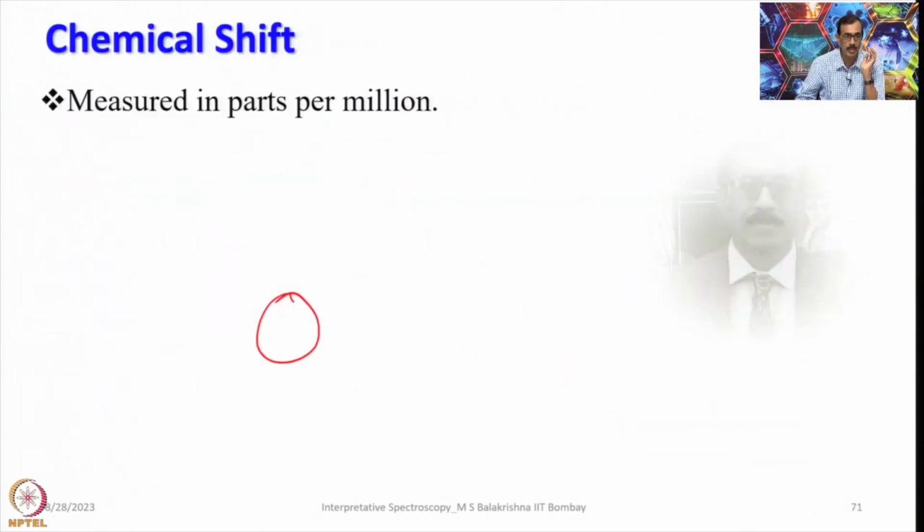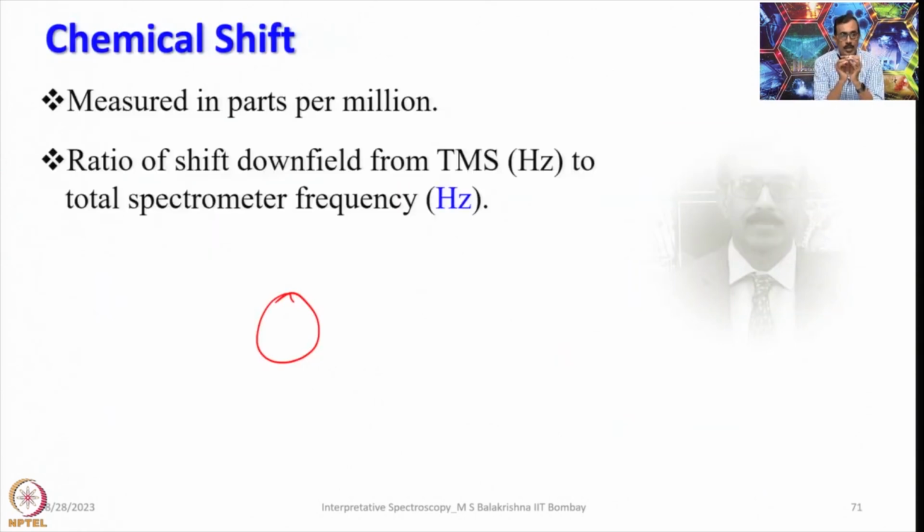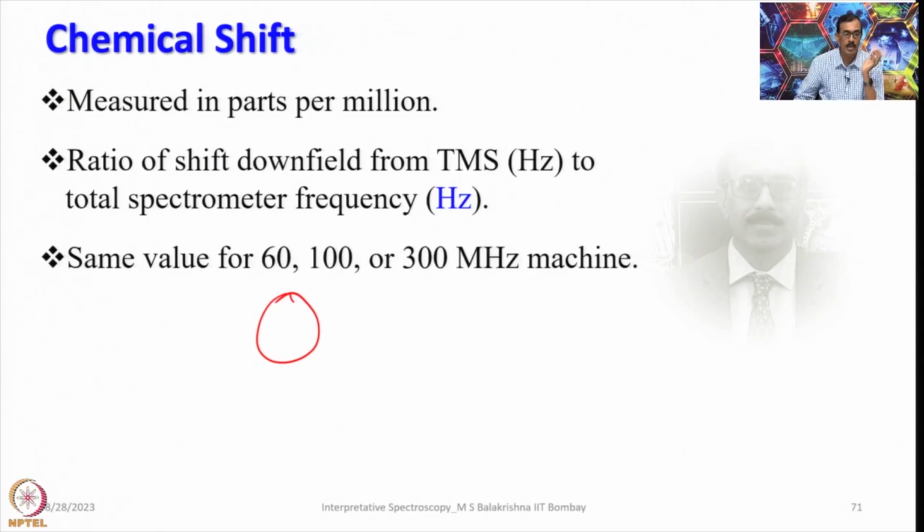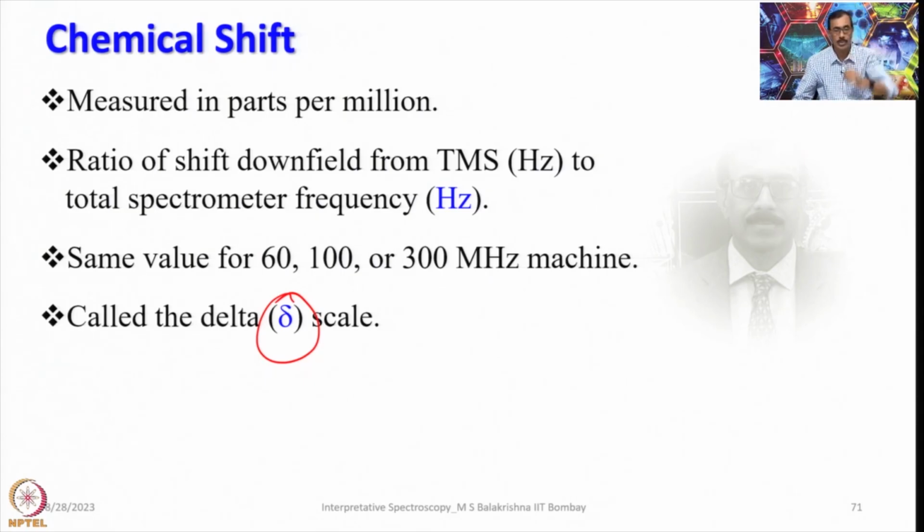We call these signals chemical shifts. They are measured in parts per million: the ratio of the shift downfield from TMS to the total spectrometer frequency in hertz gives you parts per million, ppm. When we measure chemical shifts in parts per million, this is independent of magnetic field strength. Whether you measure at 60 megahertz, 100, 300, 500, or even 1000 megahertz, the value remains the same when denoted in parts per million. For this we use the scale called the delta scale.